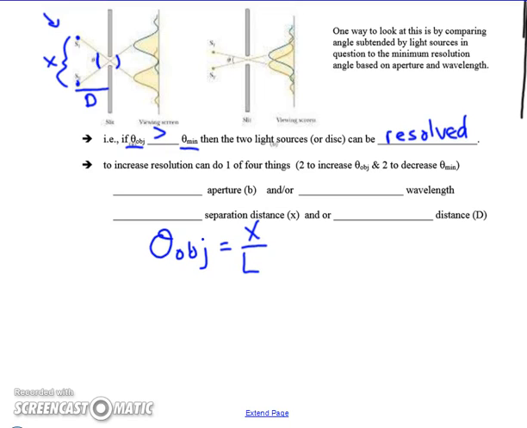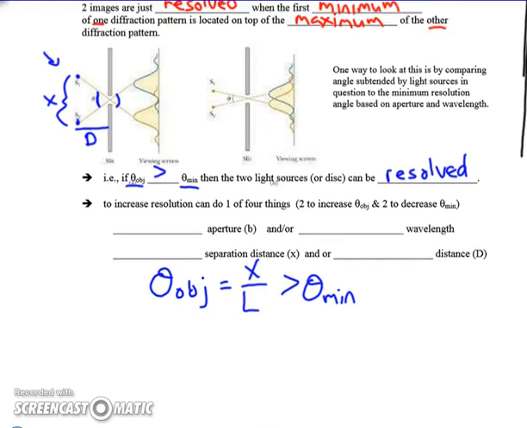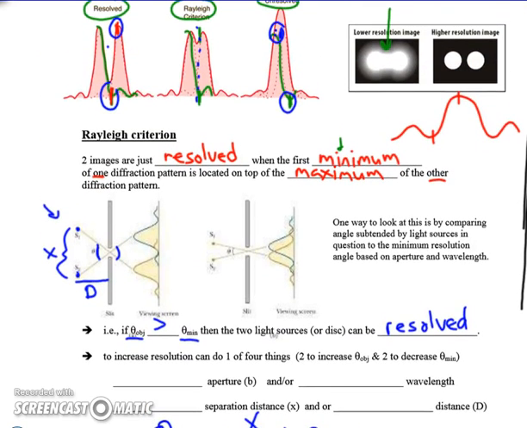Okay? We've seen that before with double slit diffraction. The resolution angle, theta min, is based on the Rayleigh criteria. We want theta object to be greater than theta min. The Rayleigh criteria says when the minimum of one overlaps the maximum of another, then we get just barely resolved.